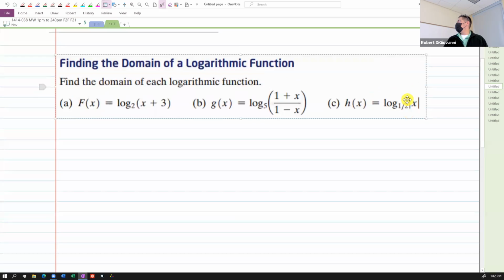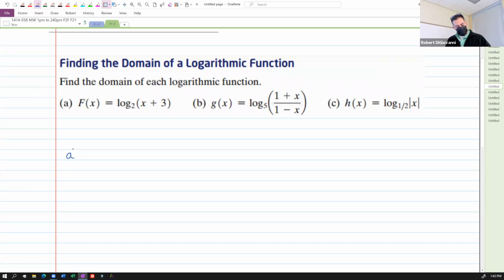All right, let's take a couple of logarithms and figure out what their domains are. So I'm going to write down this first function. It's capital F of x equals log base 2 of x plus 3.